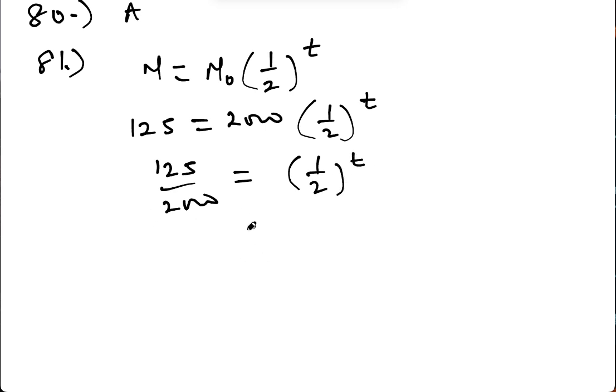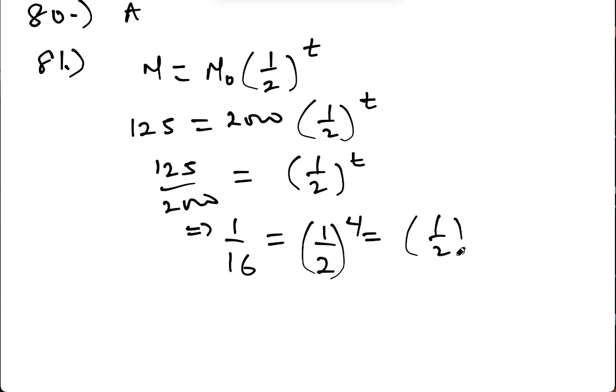So what we need to do is find a way to make this thing a power of 1 over 2 as well. Originally, 125 divided by 2000, when reduced into the simplest fraction, is 1 over 16. 1 over 16 is the same thing as 1 over 2 raised to power 4.